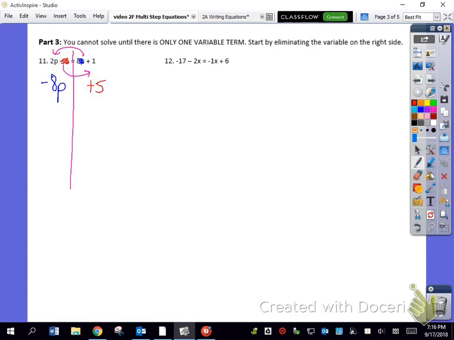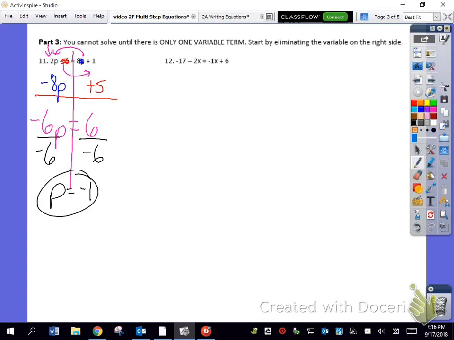Now, once I move it, that's when I draw my line, and I'm going to collect like terms. And remember, start from the top. So 2 minus 8, that's negative 6p equals 1 plus 5 is 6. And now we just finish it. The opposite of multiplying is to divide. So I'm going to divide by negative 6. So p equals negative 1.